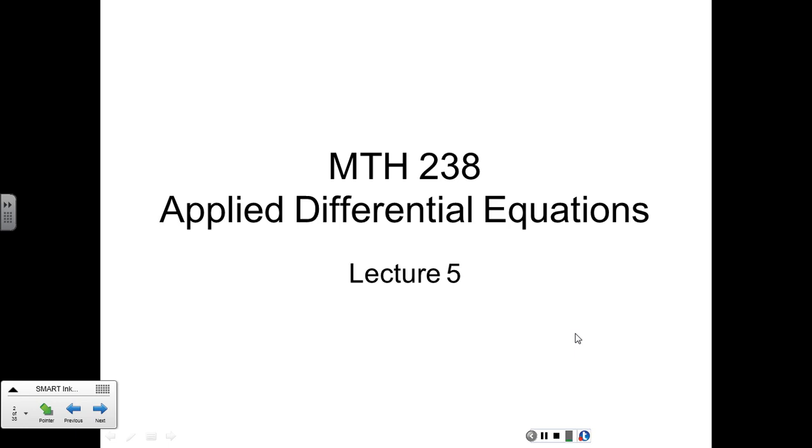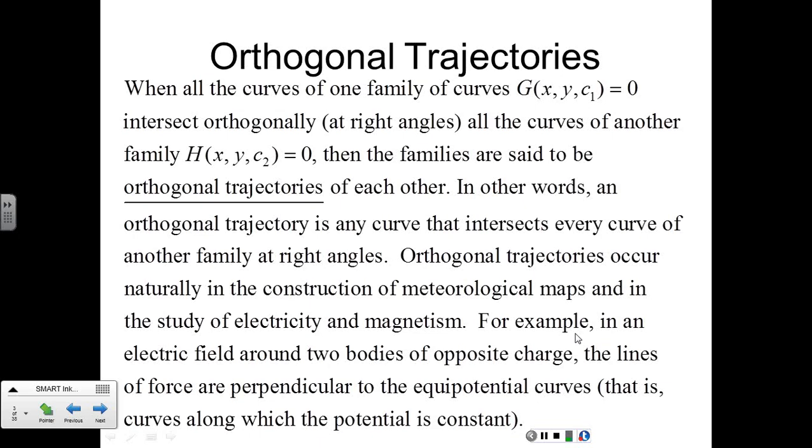All right, this is lecture 5. We're about the halfway point now. We're going to do some applications. The first application we're going to talk about is an orthogonal trajectory. Sounds like something very complex and complicated. It's going to be easy to do this.